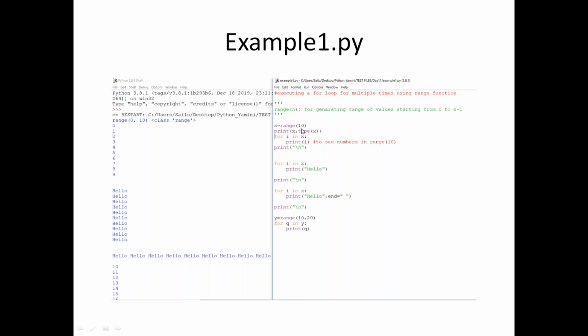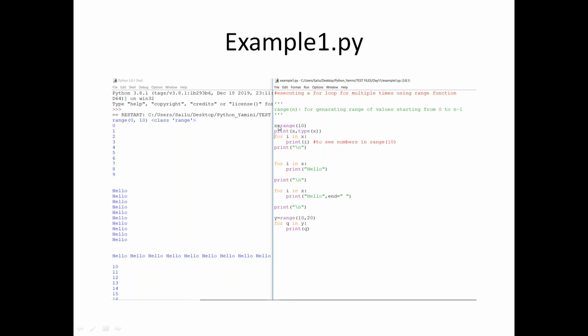Range is used to generate a range of values starting from 0 to some number. The number is what you are going to decide. It is similar to an index: 0 to n minus 1. So if I give range of 10, it's saying 0 to 9. 0 is the starting value, 9 is the ending value, total 10 numbers. Clear?